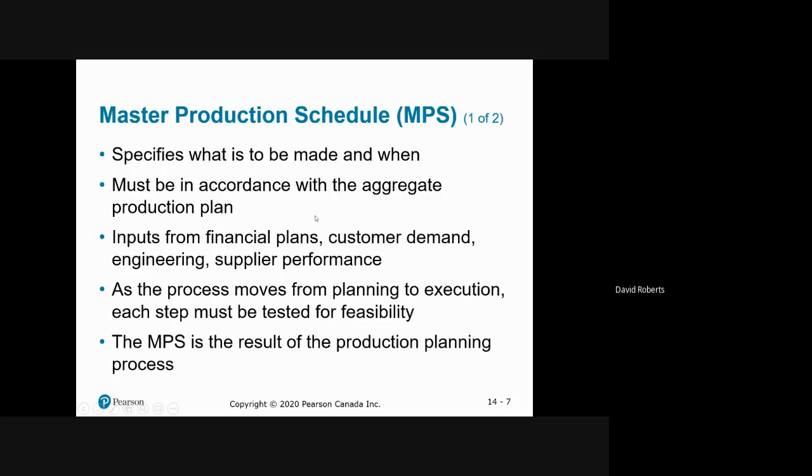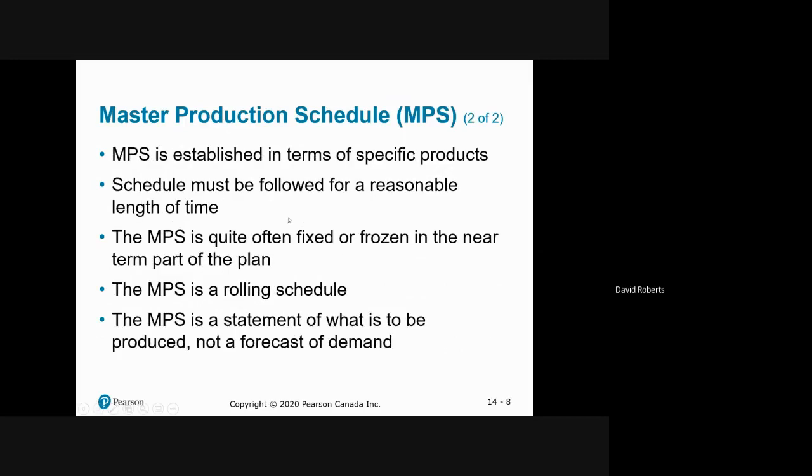The master production schedule comes from the aggregate production plan. So you've done forecasting, you've done aggregate planning or aggregate scheduling if you've done chapter 13, and then you're trying to get into more and more levels of detail. And so the master production schedule is fixed or frozen in the near term. That means it doesn't change. You can't be constantly changing it, like every day or every hour.